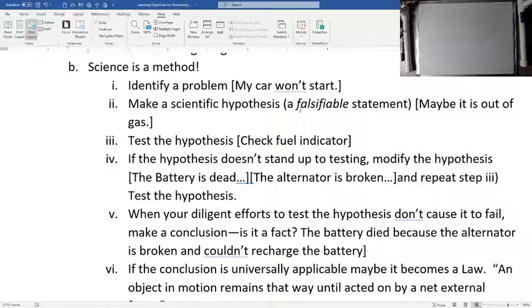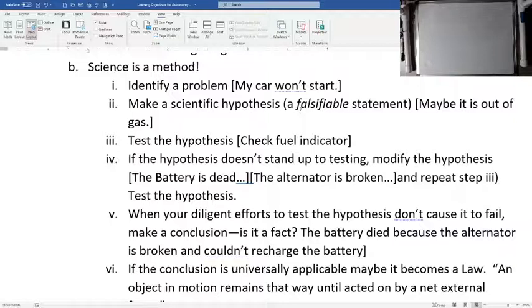I can go back to step 3 and test it again. If my hypothesis were, why do the planets move the way they do? Well, maybe all the planets orbit the Earth. I could test that hypothesis, and eventually, if I were careful enough, I would see that it wasn't true. And so I would have to come up with a different hypothesis. Maybe all the planets orbit the sun, or something like that.